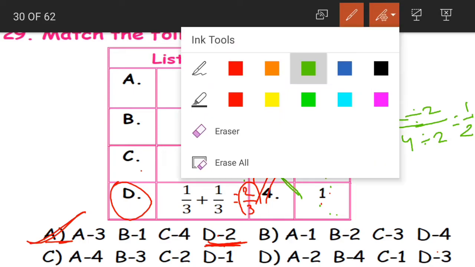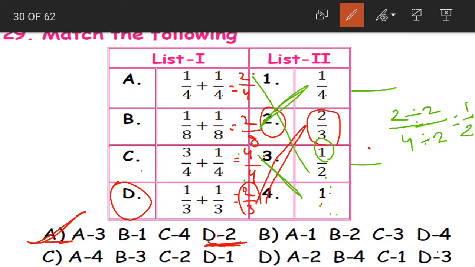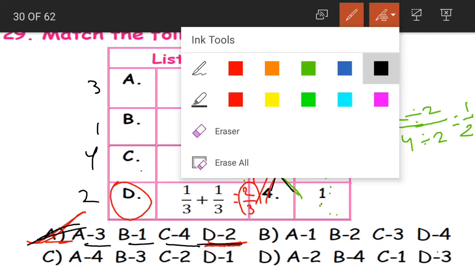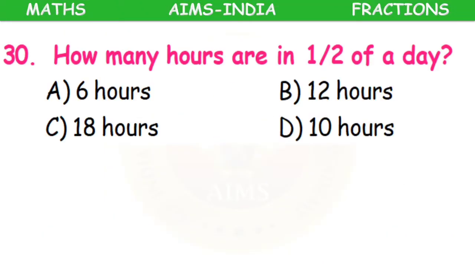Now what is the correct code? A is 3. Yes, B is 1. C is 4. And D is option 2. See, 3, 1, 4, 2. Yes, so option A becomes our correct answer. Moving on to the next question.